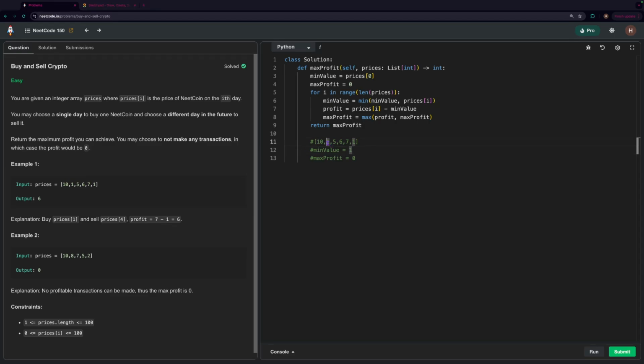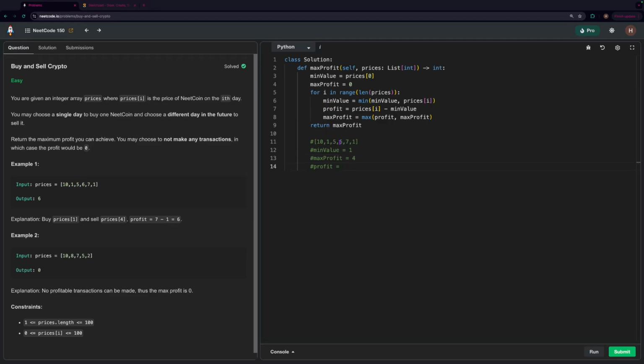Let's keep going. So we were at 1, max profit is 0, but now we're at 5. So min value is the minimum between min value and price at i, which is 5. Not 5, sorry, it's still 1. Profit is now 5 minus 1, which gives us 4. So profit is equal to 4, but now we can replace max profit with 4 since that value is bigger.